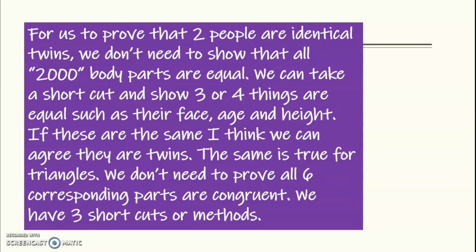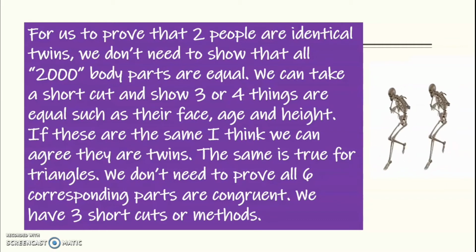For us to prove that two people are identical twins, we don't need to show that all 2,000 body parts are equal. We can take a shortcut and show 3 or 4 things are equal, such as their face, age, and height. If these are the same, I think we can agree they are twins. The same is true for triangles. We don't need to prove all 6 corresponding parts are congruent. We have 3 shortcuts or methods.